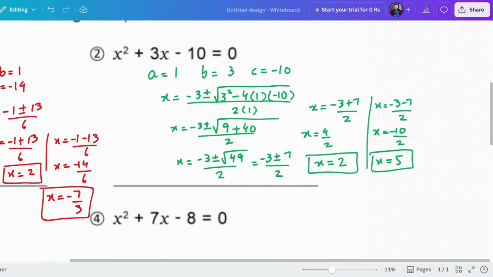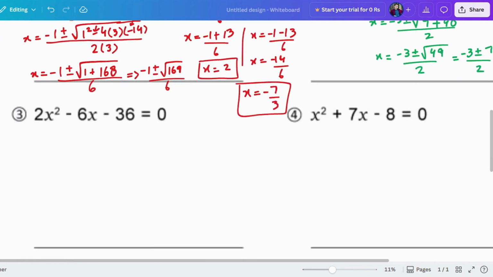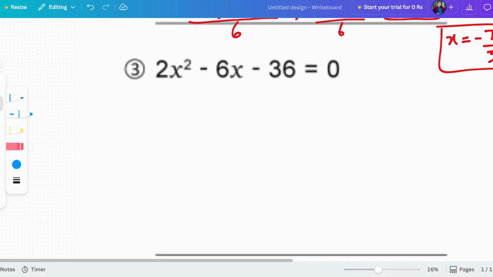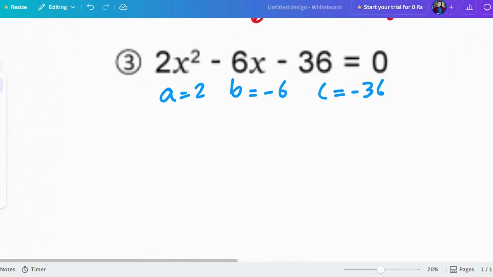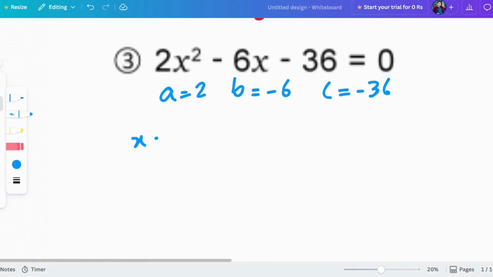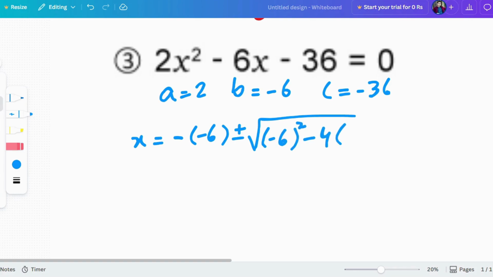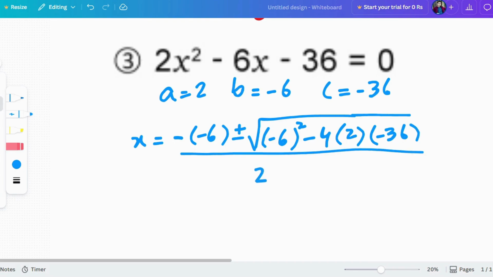Now let's just move towards question number 3 real quick. Okay, in question number 3, as we know, a is equivalent to 2, b equals negative 6, and c equals negative 36. Now I will be putting those values into the quadratic formula. So x is equivalent to minus b, which is minus into minus 6, plus minus radical b square, which is minus 6 square, minus 4ac, c is negative 36, and all of it divided by 2a, a is 2.